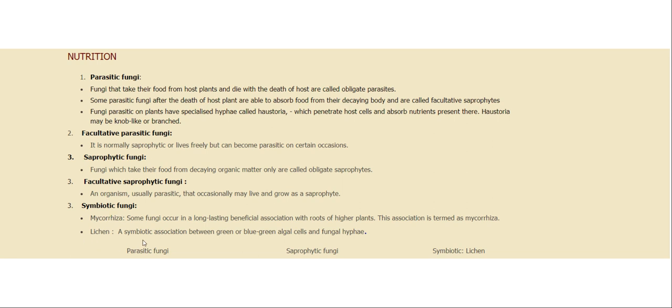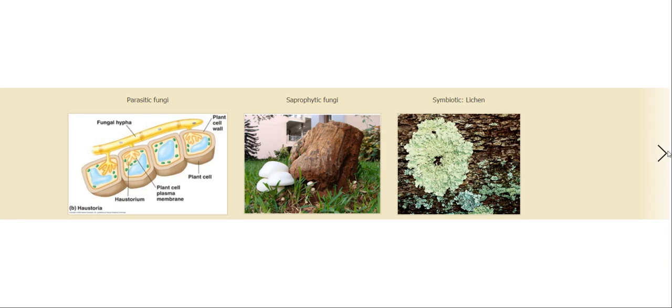Lichen, what is lichen? A symbiotic association between green or blue-green algal cells and fungal hyphae. You know, algae is preparing food and fungus is supplying them with the water. Okay, so these are the certain types of fungus depending upon the various types of nutrition.